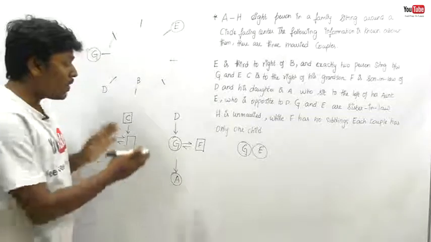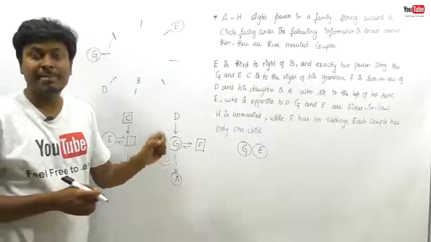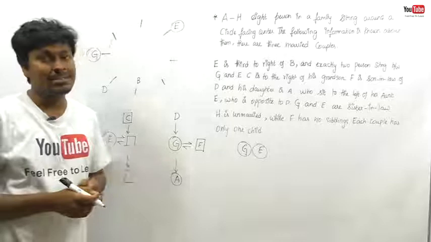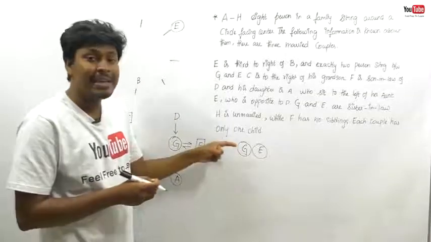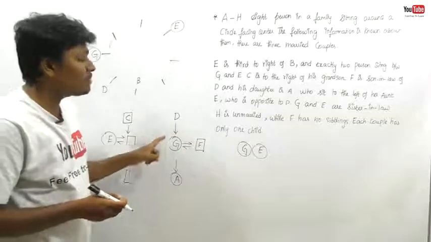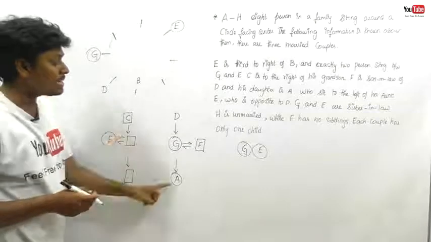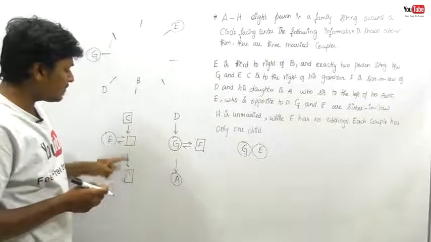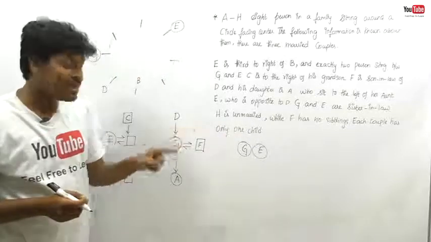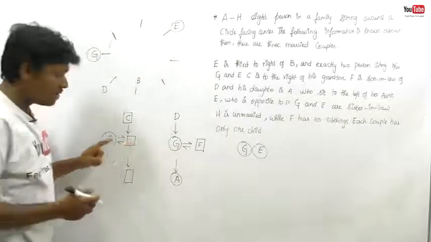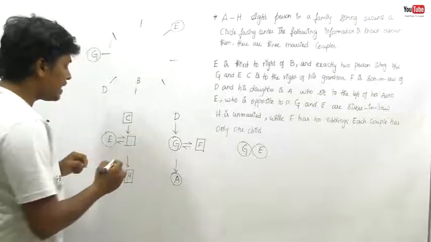Friends, got it? How did I confirm it? F has no siblings, so F has no brothers and sisters. But A is calling E an aunt, so there is no way of placing E here. Only here can E be placed, and A's mother should be G. Still we have two places remaining, and they have said H is unmarried. Friends, if H is unmarried, we can't place H here. So there is only one possible place for H, and the remaining letter, I think B, should be placed here, right?